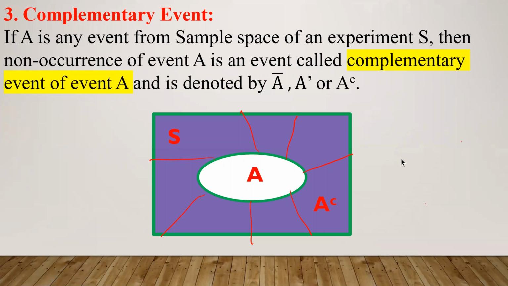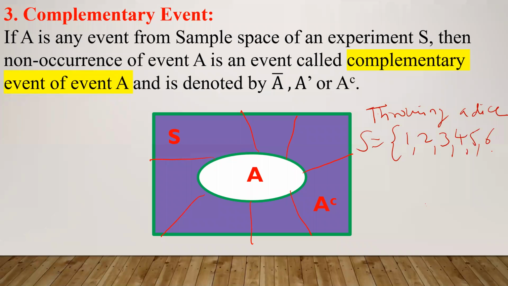Suppose I'm in an experiment of rolling a dice, or throwing a dice. I know what the sample space of this experiment is: 1, 2, 3, 4, 5 and 6. Suppose I define an event A as the event of getting 6. When I throw the dice, I must get 6 on the uppermost face. So what is my event A?